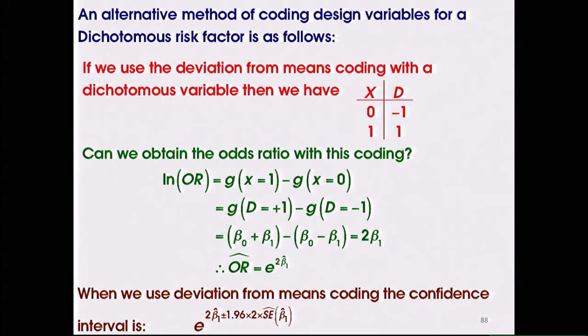Okay, welcome back. So we want to consider now an alternative method of coding. In this method of coding, instead of having 0, 1, as we typically do coding of dummy variables, we replace the 0 line with a -1. So this is -1 and +1.